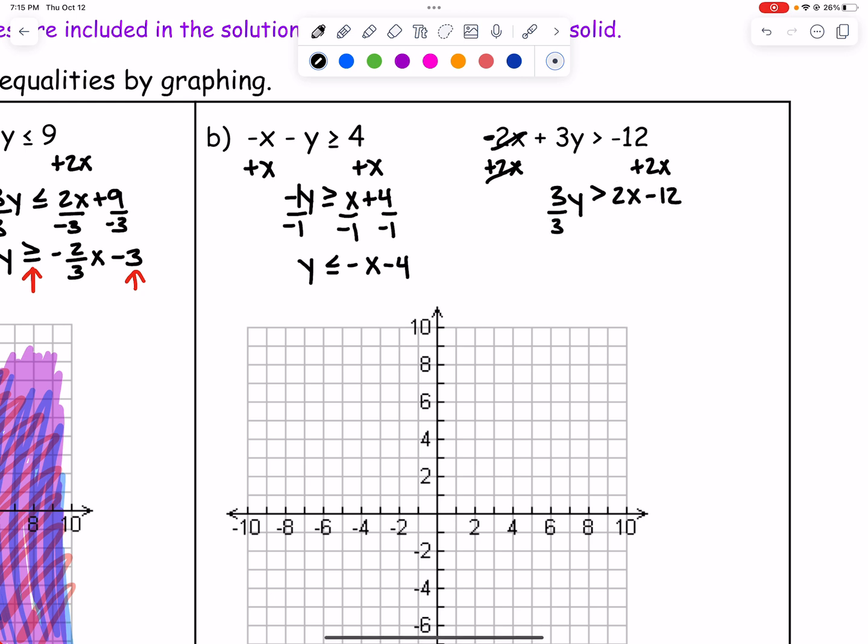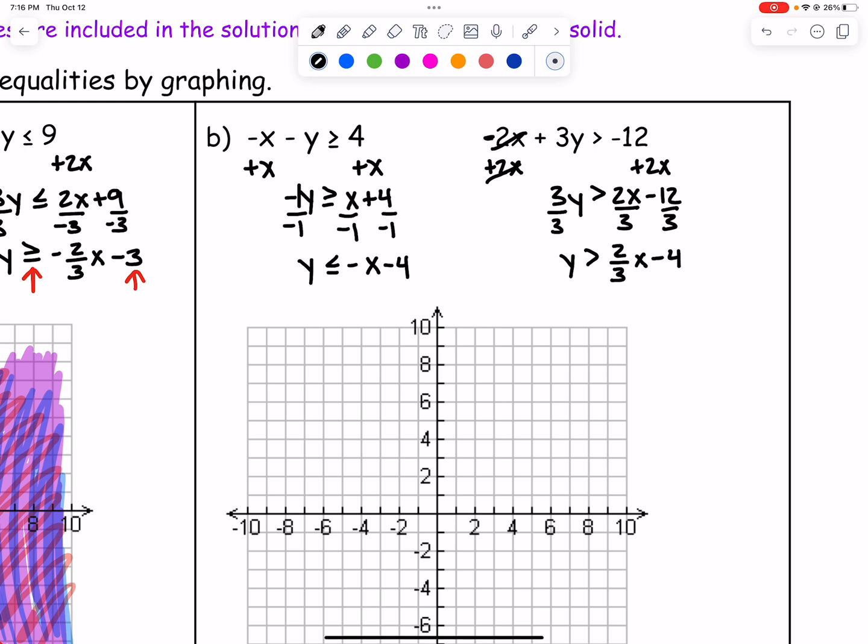And then we can divide to get rid of the 3 because the 3 times y means they're multiplying. And we need to always do the inverse and say y is greater than 2/3 x. We don't have to change the sign this time because we divided by a +3. So we'll leave it as a greater than sign. And then -12 divided by 3 is -4.